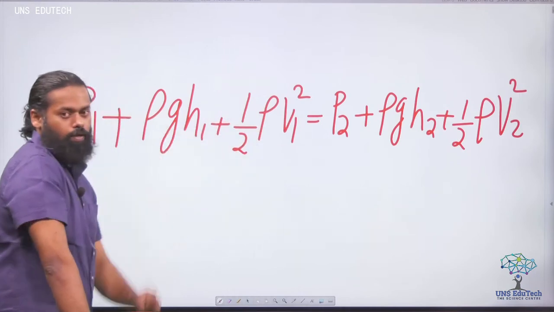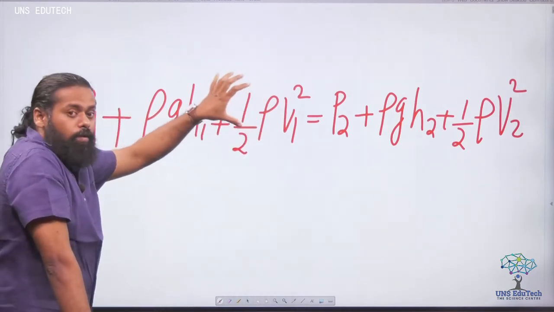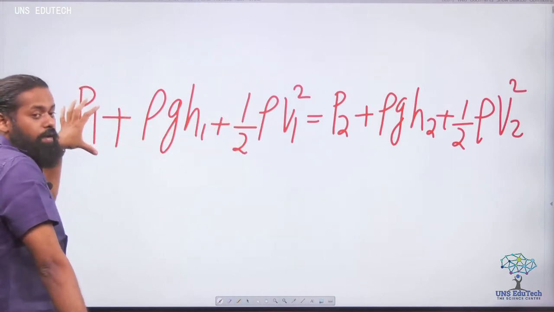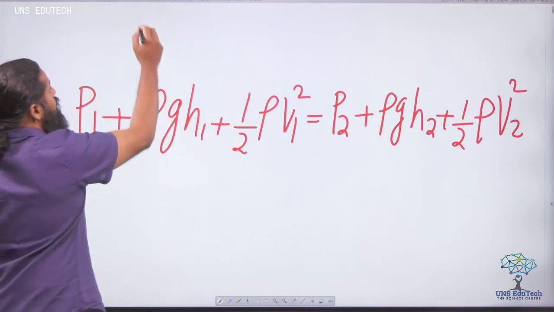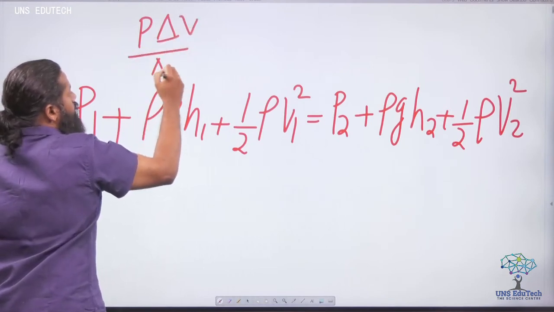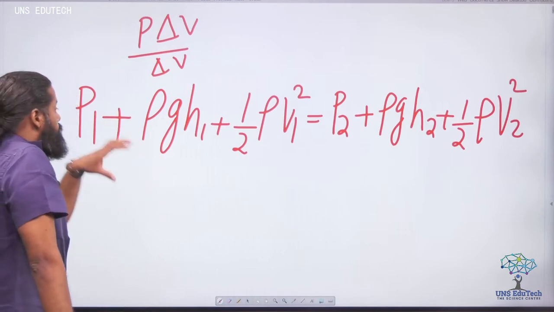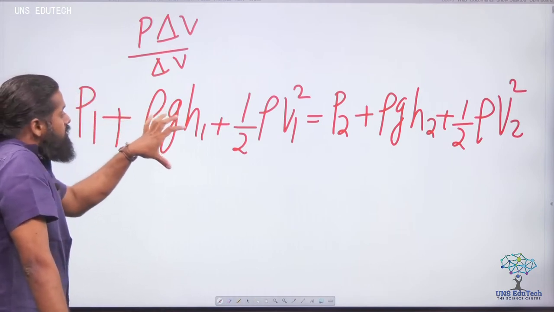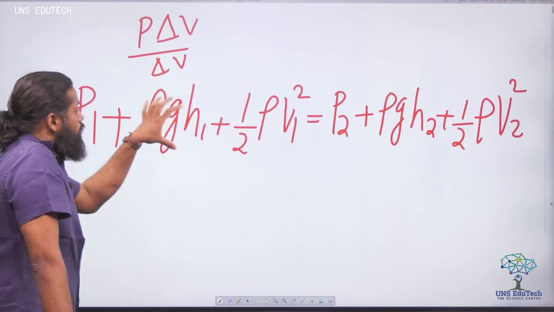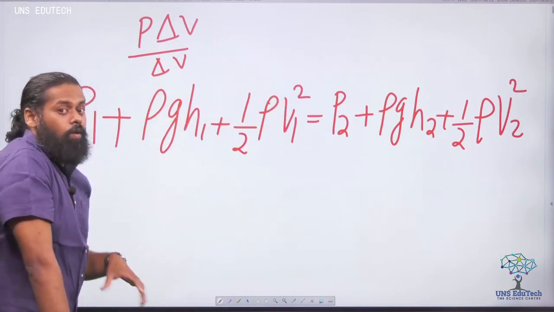This quantity is important. What is this quantity? This is kinetic energy density, kinetic energy per unit volume. This is the pressure energy per unit volume, because the work done by the pressure is nothing but P delta V, so we divide by delta V and get the pressure energy per unit volume. You have to understand it that way. This is the gravitational energy per unit volume, and this is the kinetic energy per unit volume, basically energy density.